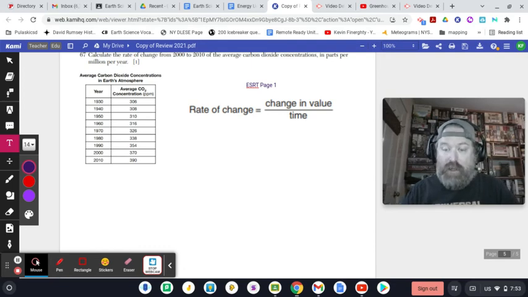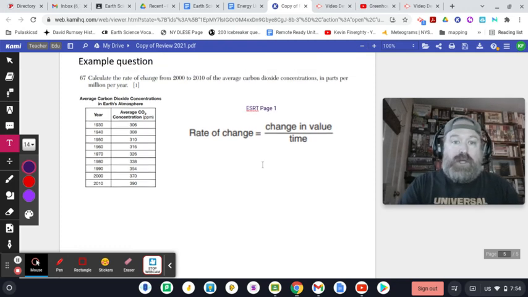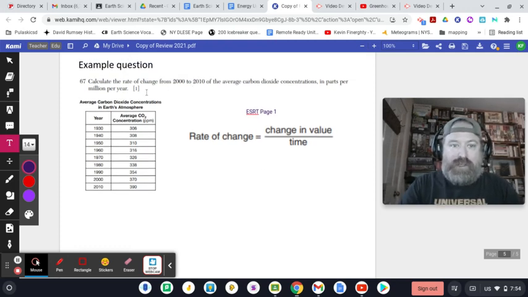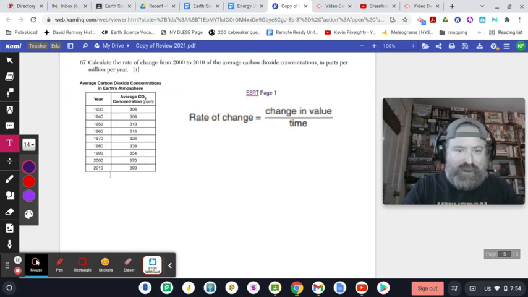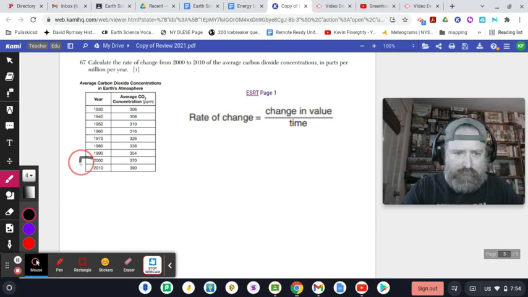What I need, though, is setups and labels. That's where I think we've been lacking. So let's say that this were the question that were given to us. Calculate the rate of change from 2000 to 2010 of the average carbon dioxide concentrations in parts per million per year. So here's what we would do. I look at this table right here from 2000 to 2010, which is right down here at the bottom. They're not even going to make us use the whole table. Just the bottom here.